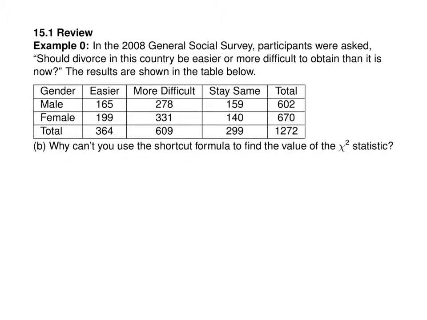Now that I taught you that little shortcut formula, you want to use it all the time. So what is the reason that you can't use the shortcut formula to find the value of this chi-squared statistic? Think about it for like 2 seconds. The reason is that there are 2 row categories and 3 column categories. So that shortcut only applies to 2 by 2 tables. So the reason is that this is not a 2 by 2 table.